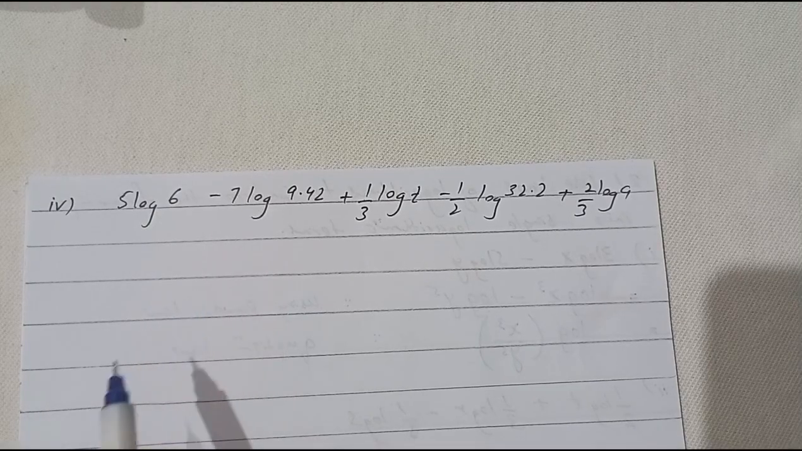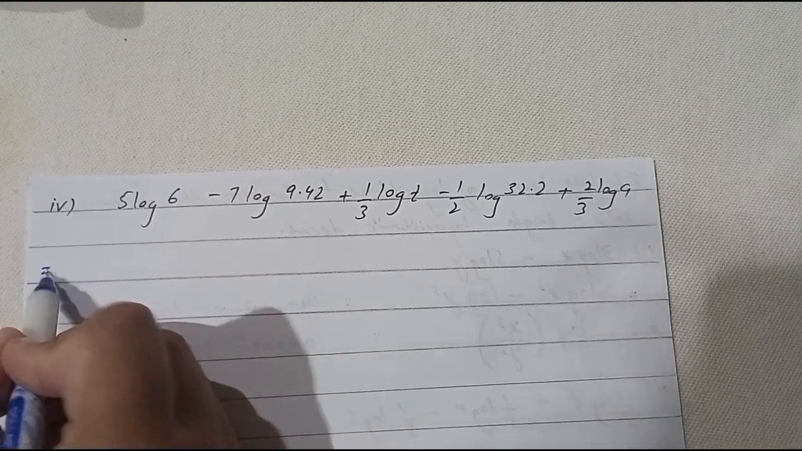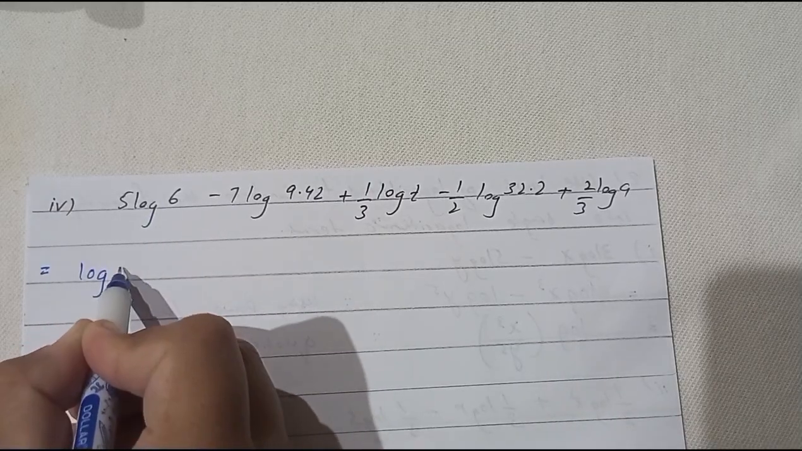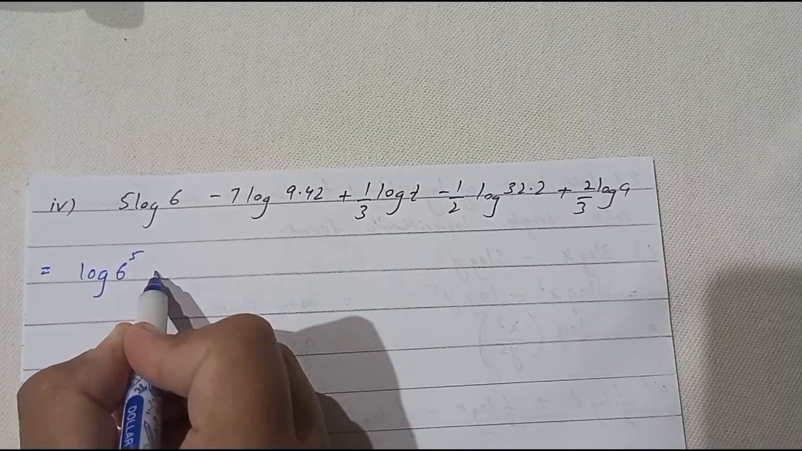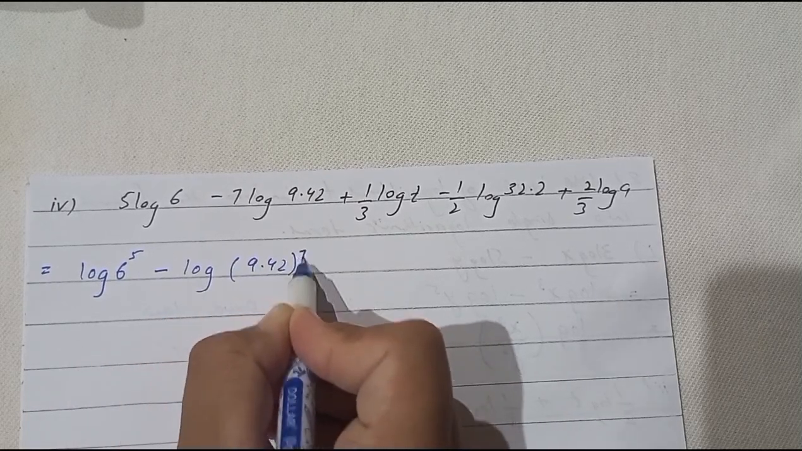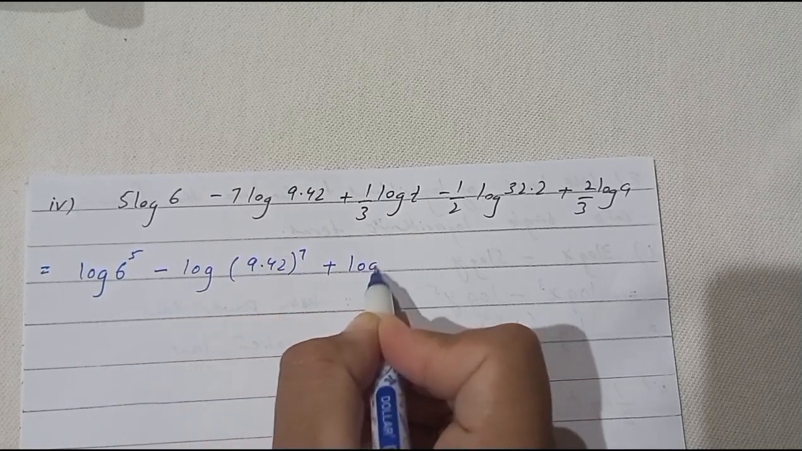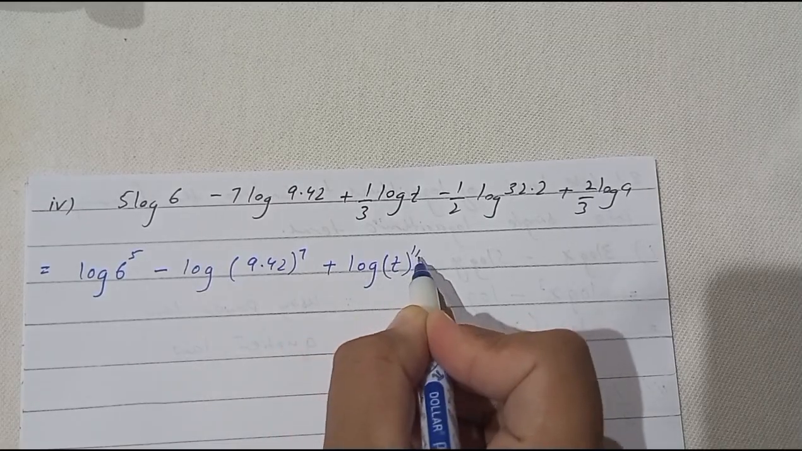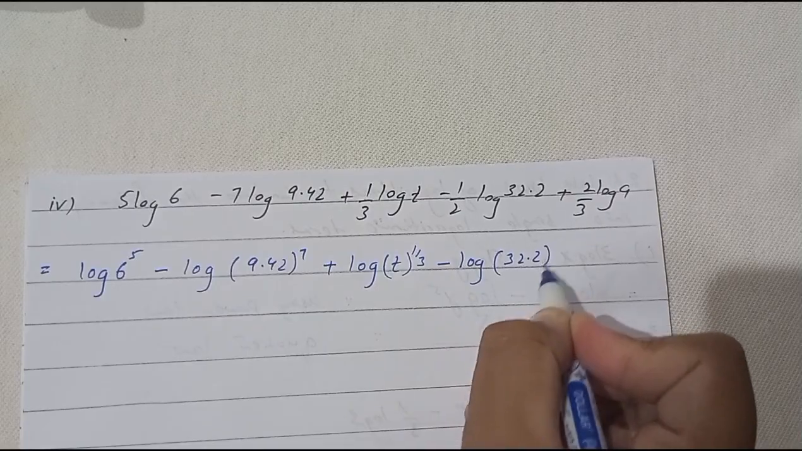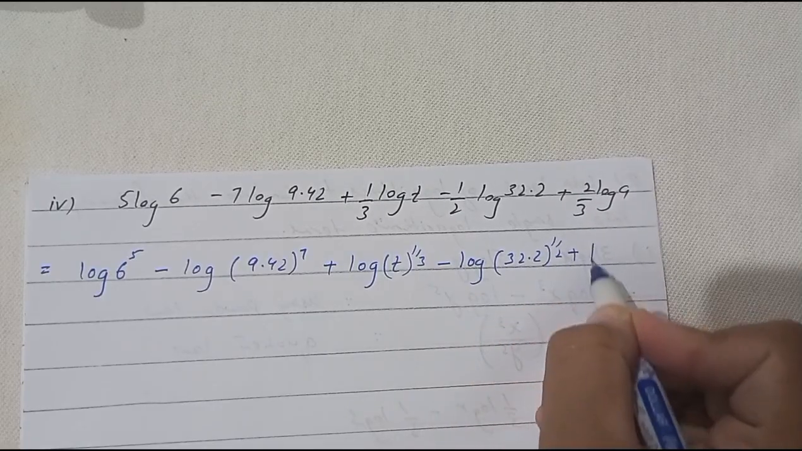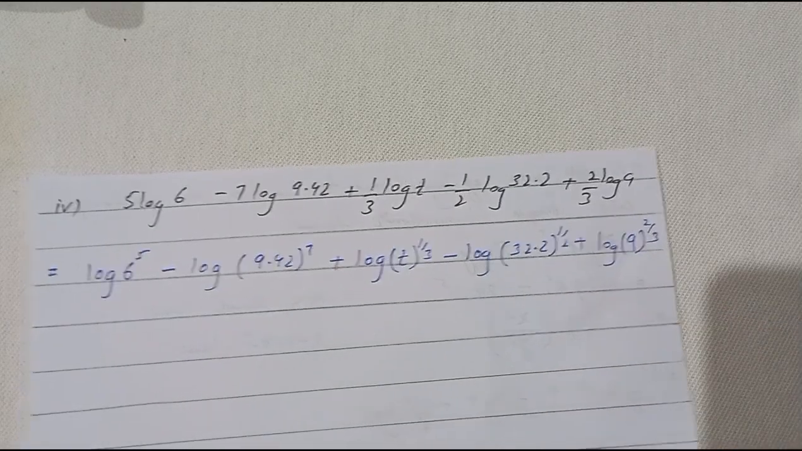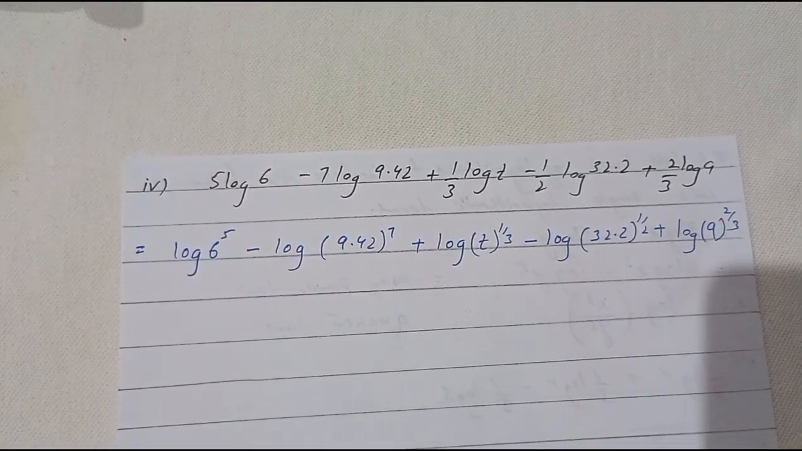Now in part 4, as the first two terms are subtracted, we apply the quotient law. First apply the power rule, that is log 6 power 5, minus 7 is the power of 9.42. We write them like this. And 1 by 3 is the power of t. Log of t power 1 by 3 minus log of 32.2 power 1 by 2, and plus log of a power 2 by 3.